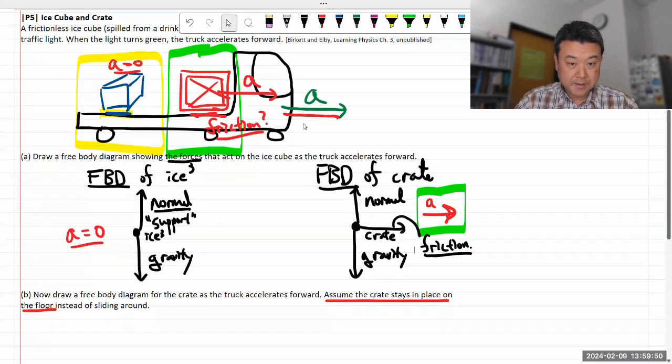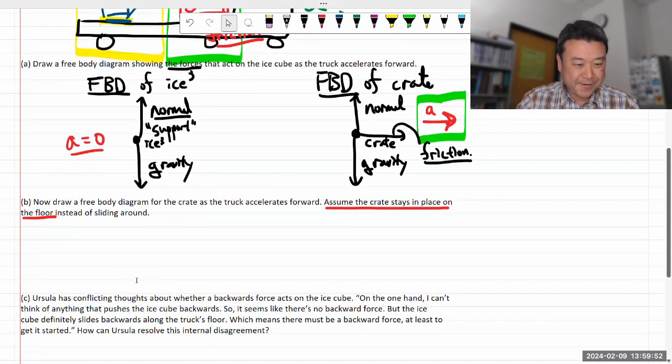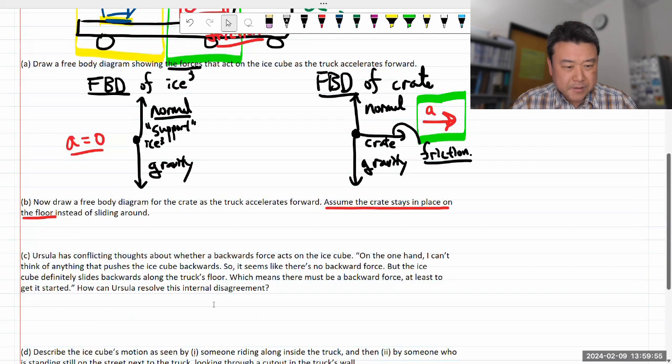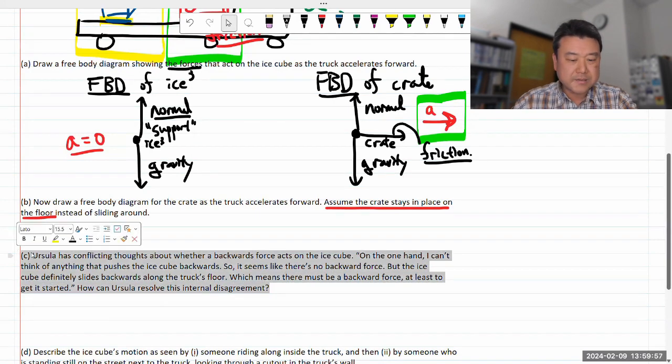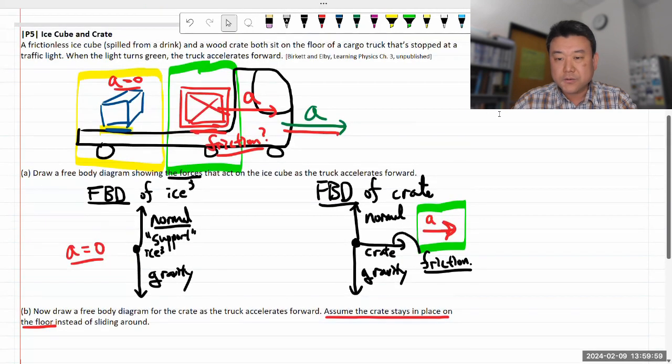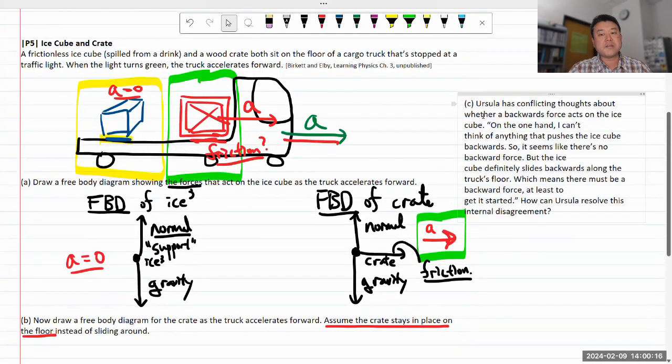Okay, that's part B. I still got two parts left, right? Okay, yeah. So let me actually copy this up here because it's a discussion about this and I want to have this whole thing here. Authors are describing a scenario.